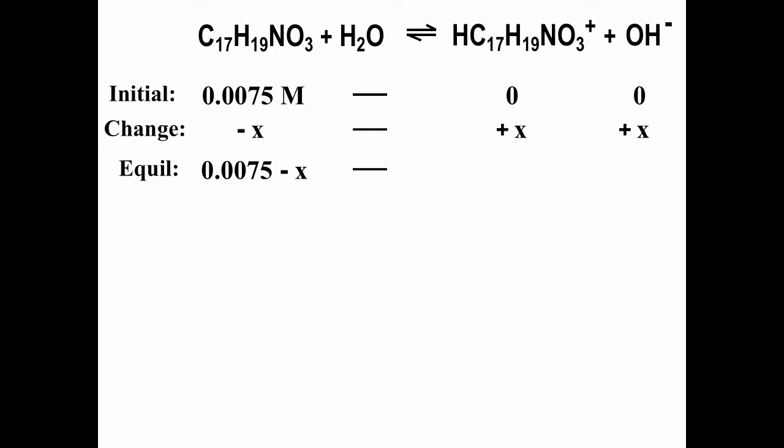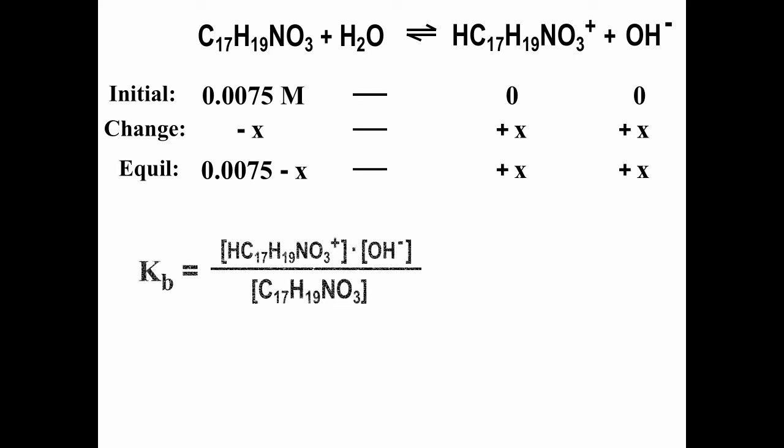we pretend it hasn't done any dissociating of water, and then we let it do the dissociation of water, so our standard plus X and minus X gives us equilibrium concentrations as indicated in terms of X. And then, as always, we do our equilibrium constant expression. This time it's K sub B.